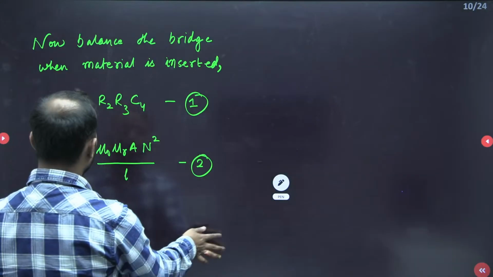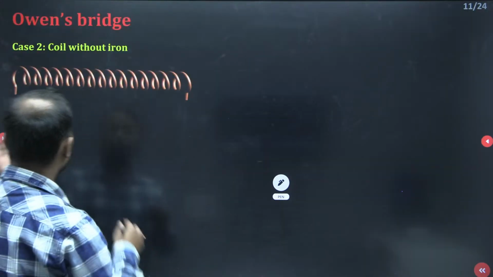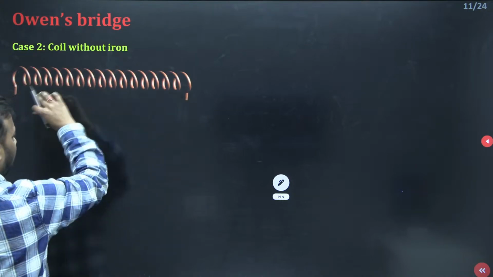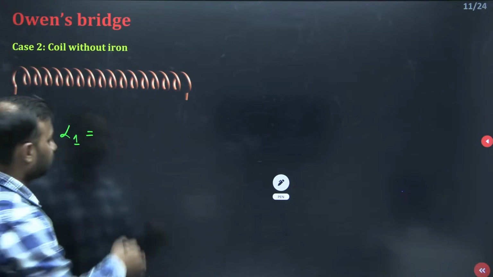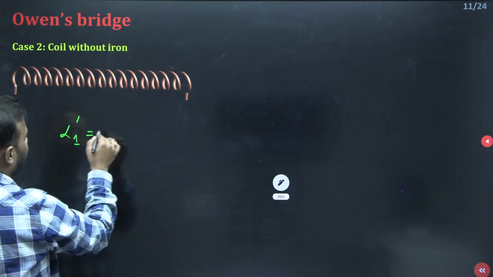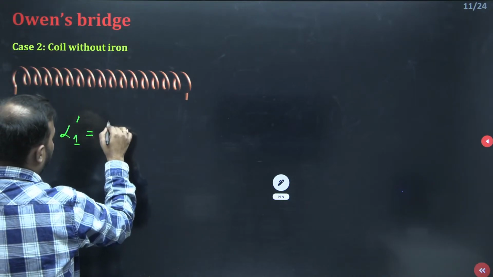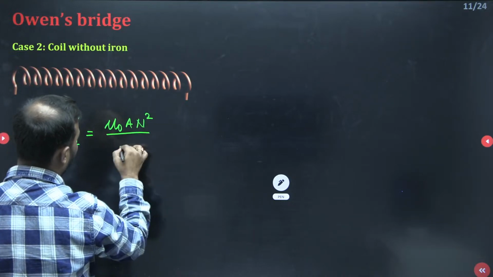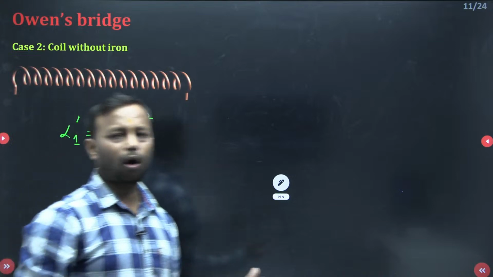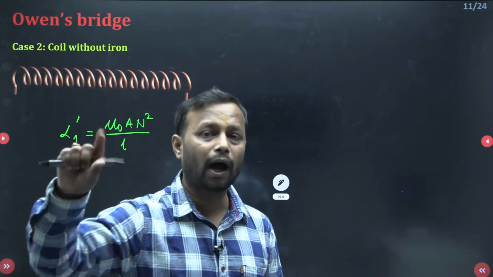So how are we going to determine the L1 value? Once you have removed the iron, your L1 value, or let me take L1 dash since it has changed, will be equal to mu naught A n square divided by L. This time mu r will not come because you have removed the iron.